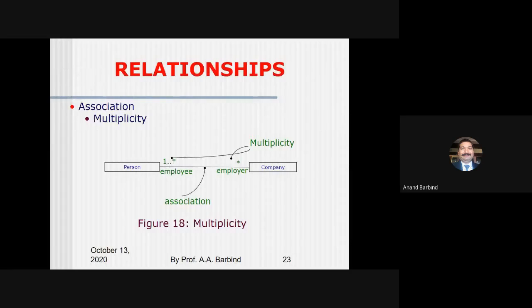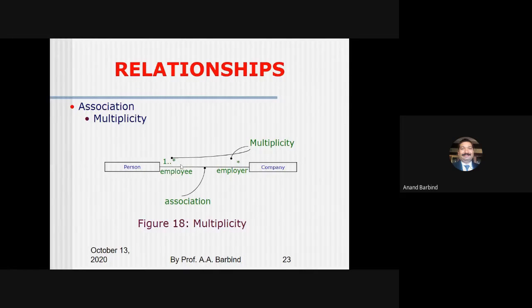This is the common misinterpretation of multiplicity. Many times students interpret it as there being one or many objects of person and many objects of the company. It is not like that. It is about how many objects of this particular person interact with a single object of a company. So that is the interpretation of this multiplicity.